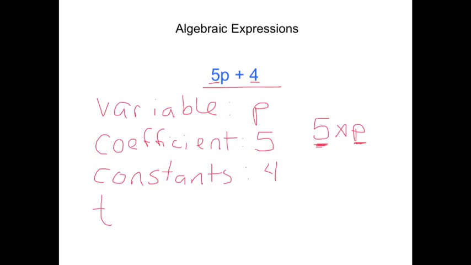Finally, we have the term called term, or terms. Terms are the parts of an algebraic expression. So if we look at this algebraic expression, it has two parts. It has 5p, and it also has a 4. The plus sign separates the two parts. Those are the terms of the algebraic expression.